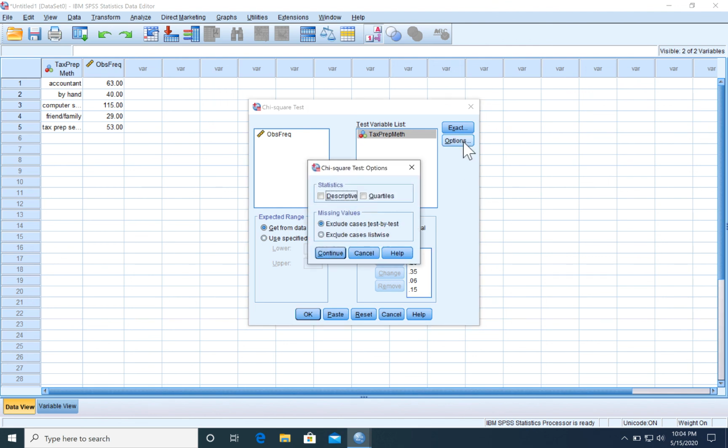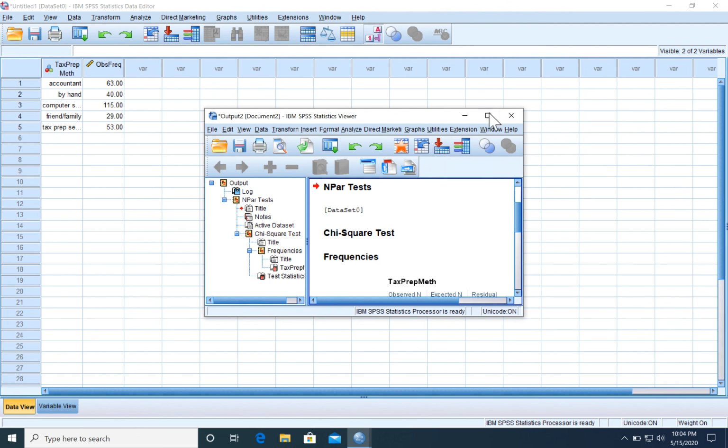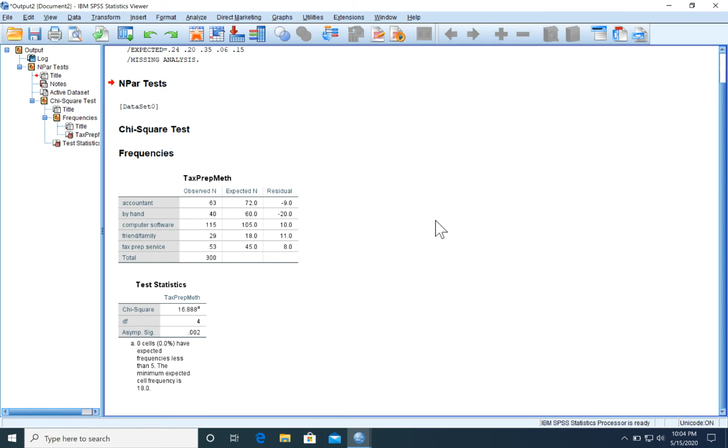Now we can take a look at options. We can get the descriptive statistics if we want to. But we'll let it go for this. Let's just get the chi-square analysis. There we go. It generated the observed frequencies, the expected frequencies, just from the relative frequencies and knowing that we had a total of 300. It got us residuals and it got us a chi-square statistic of 16.888, which is the value we had when we did it by hand.